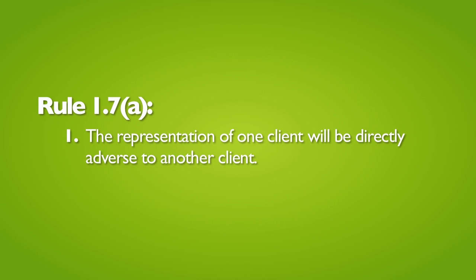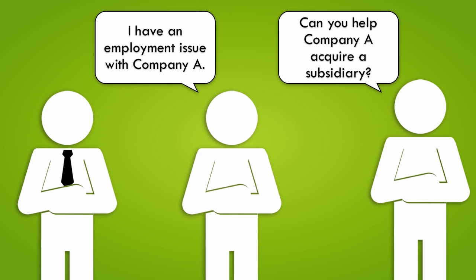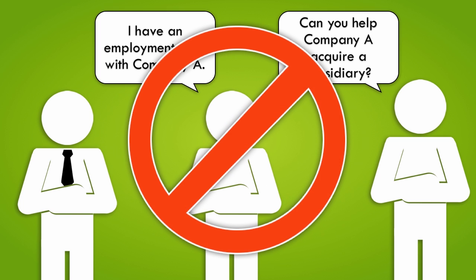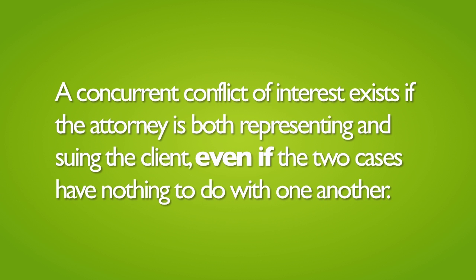A concurrent conflict of interest with one client being directly adverse to another client can exist if the two clients have two separate matters that have nothing to do with one another. For example, if the lawyer is representing an employee in an employment matter against Corporation A, it would create a concurrent conflict of interest for Corporation A to retain that lawyer to acquire a subsidiary. A concurrent conflict of interest exists if the attorney is both representing and suing the client, even if the two cases have nothing to do with one another.